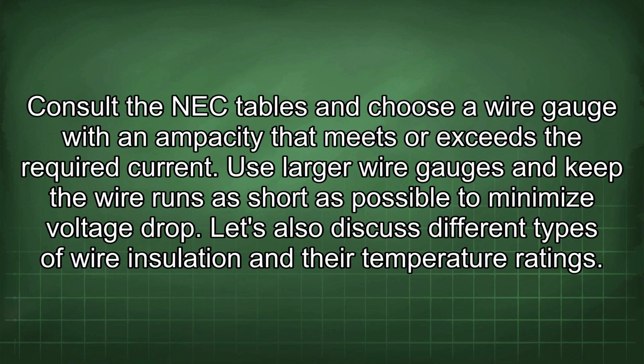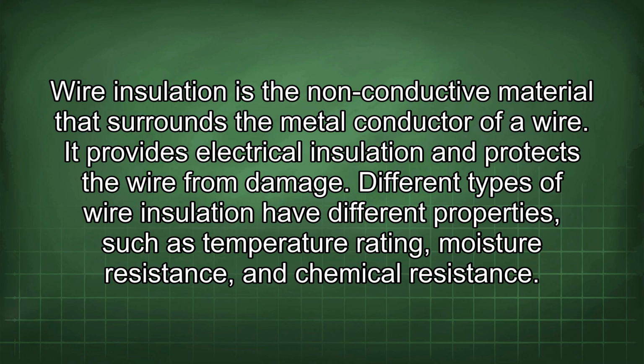Let's also discuss different types of wire insulation and their temperature ratings. Wire insulation is the non-conductive material that surrounds the metal conductor of a wire. It provides electrical insulation and protects the wire from damage. Different types of wire insulation have different properties such as temperature rating, moisture resistance, and chemical resistance.